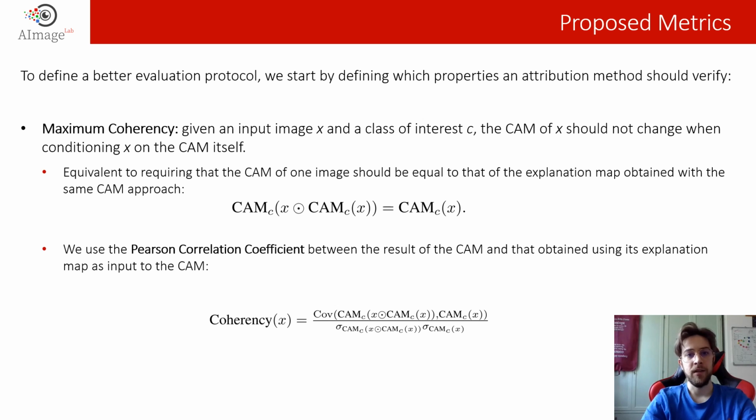So, it was quite evident that the model confidence alone could not be a reliable aspect of CNN classification explainability. So, we started analyzing what could be an ideal attribution method and which properties should be verified. Firstly, the attribution method should verify the maximum coherency property, and so, given an input image X and a class of interest C, the CAM of X should not change when conditioning X on the CAM itself. And this is like requiring that the saliency map computed on the plain image should not change when computed on the explanation map, as we are simply removing the useless input features.